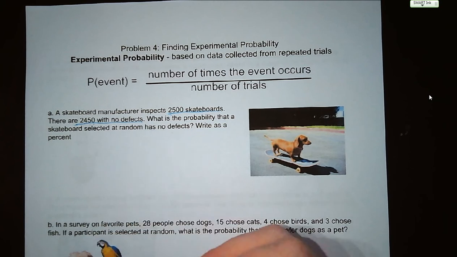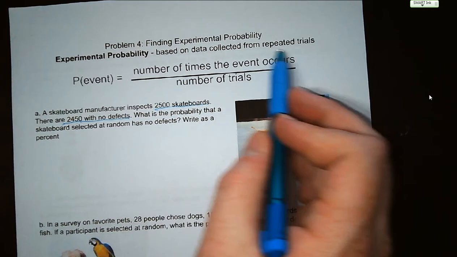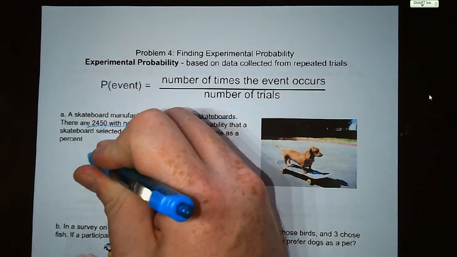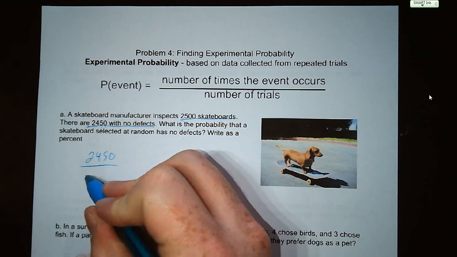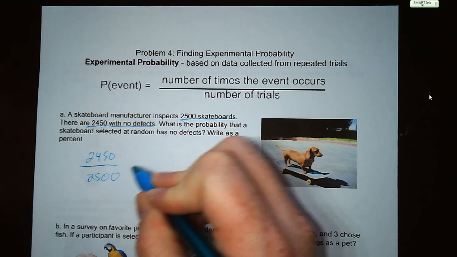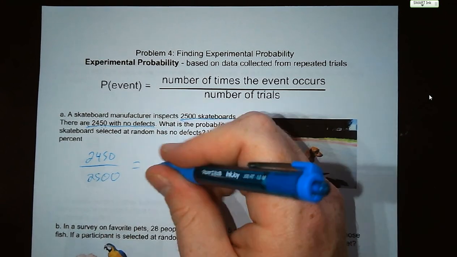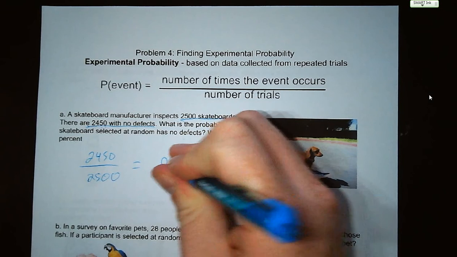So the number of times the event occurred, which would be 2,450, over the number of trials, 2,500, and that's going to be 0.98, which is 98%.